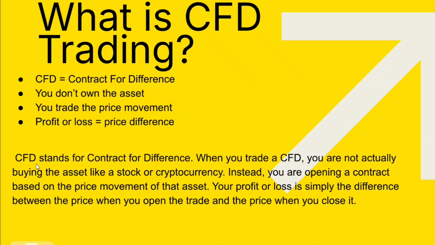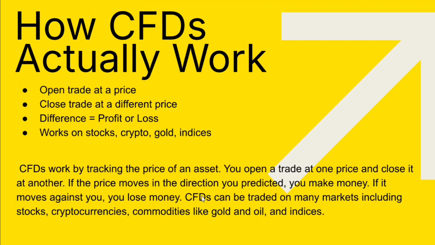So again, CFD stands for contract for difference. When you trade in CFDs, you don't actually buy an asset like a stock or a cryptocurrency. Instead, you're opening a contract based on the price movement of that asset. Your profit or loss is simply the difference between the price at which you open the trade and the price at which you close it.